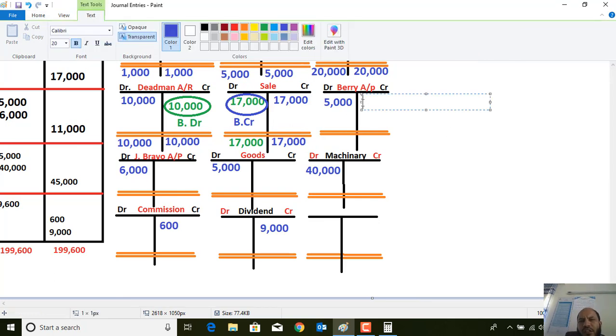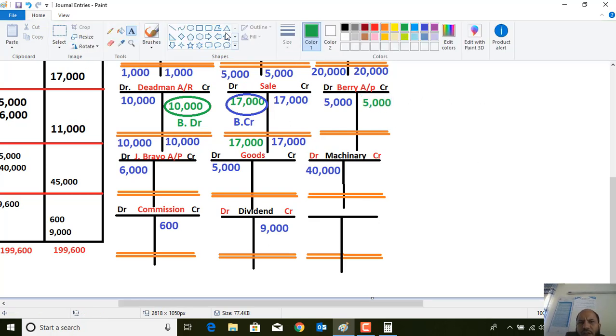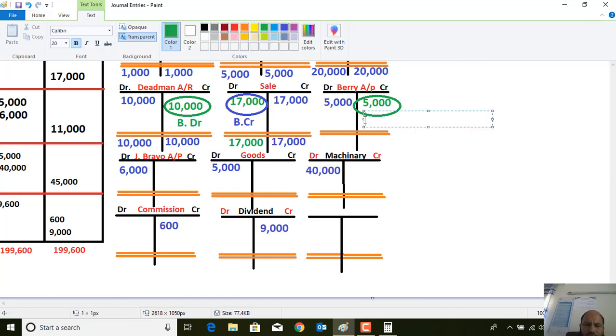Now we will move towards the BD account payable. BD account payable has 5,000 at debit, but zero at credit. So we should add 5,000 on its credit record. We will put this 5000 in a circle, and we will write down over there that it is a balance of debit record. And now we will sum both the debit record amount and the credit record amount. When we add the debit record amount, it is equal to 5000, and when we add the credit record amount, it is also equal to 5000.